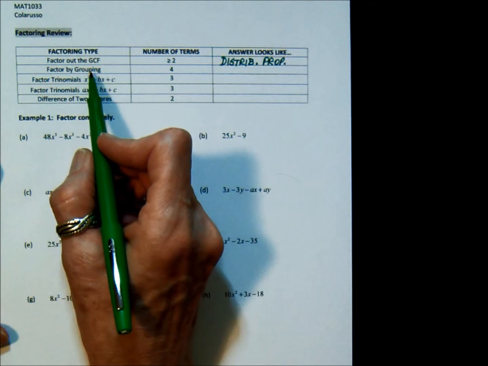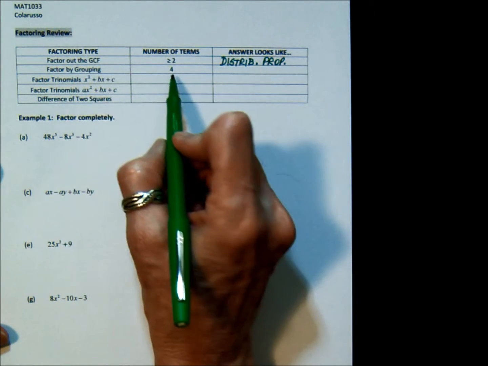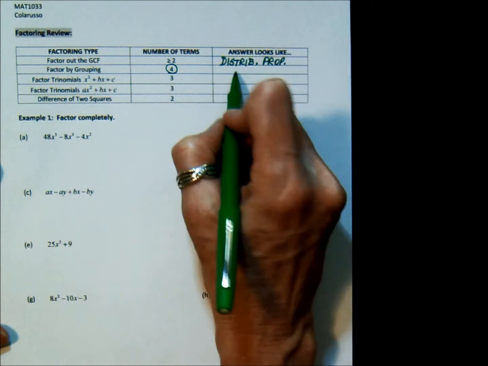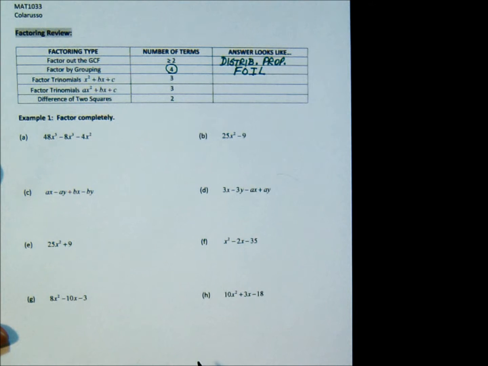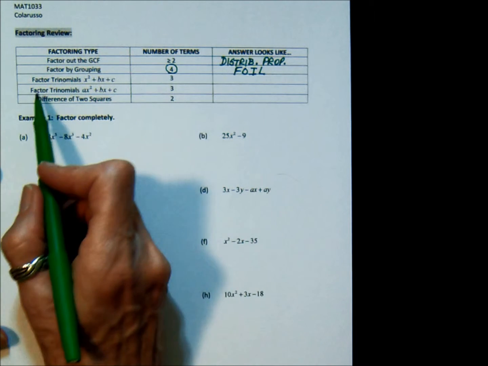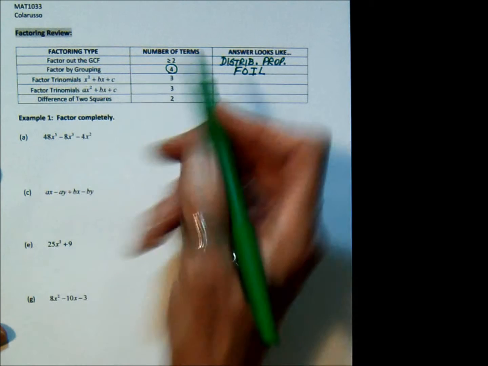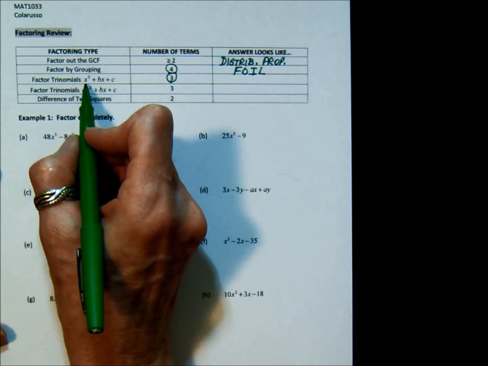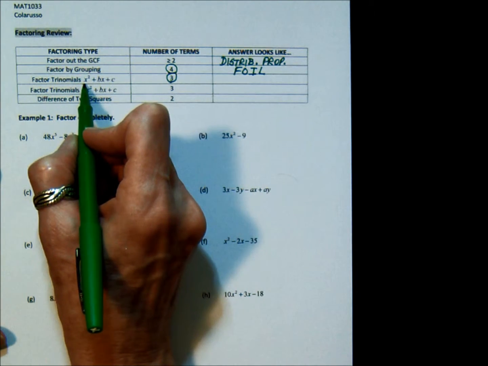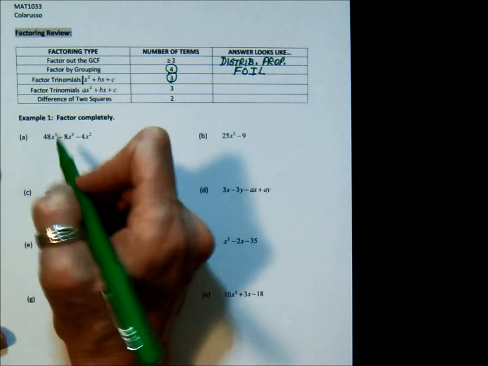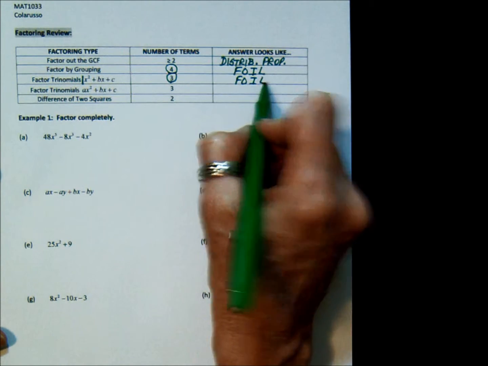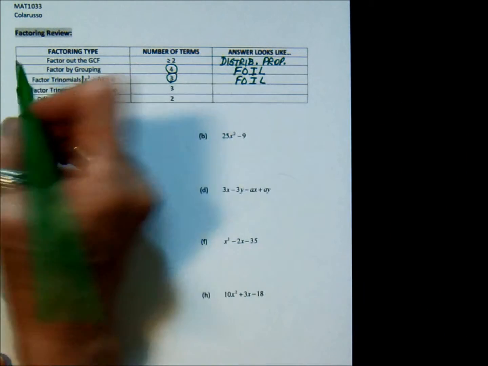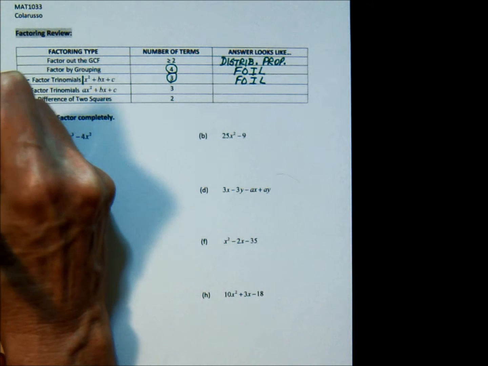The next one is factor by grouping. It's easy to recognize. It always has four terms, and its answer, when you're finished, will look like FOIL. The next one is factor trinomials. So we know that it's got three terms, but this one is of the form where the x squared term has a 1 in front of it. Its answer will also look like FOIL. I call this one the short method or the shortcut method.